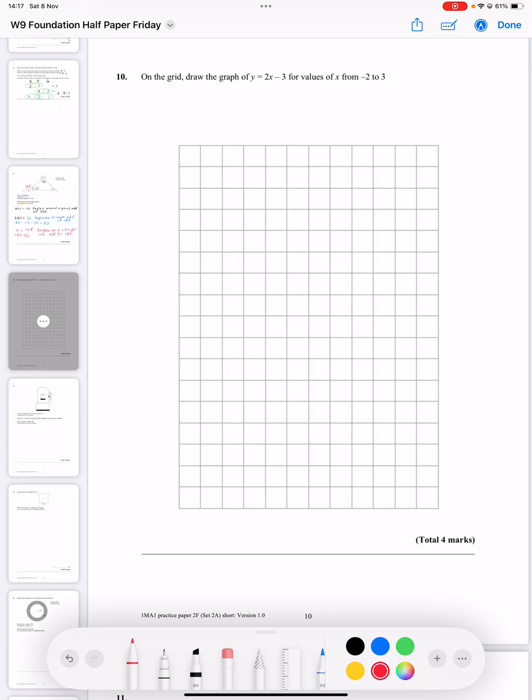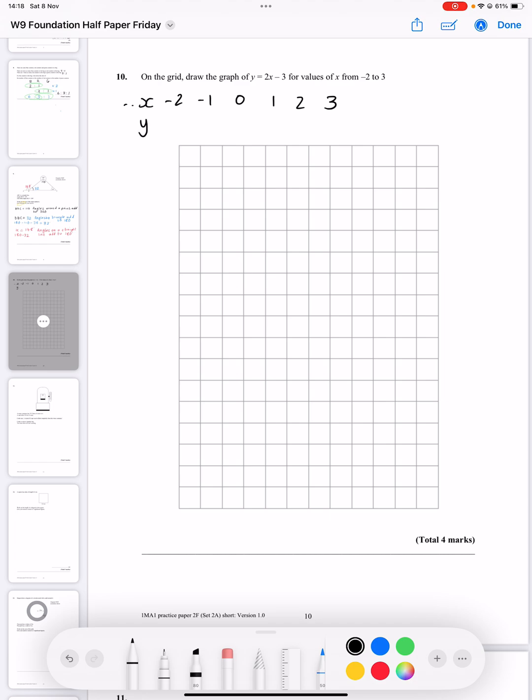Question number 10. On the grid, draw the graph of y equals 2x minus 3 for values of x from -2 to 3. So we can use the table of values mode on the calculator, or we can draw our own table of values from -2 to 3. So we'll start with our values of x first. That's going to be -2, -1, 0, 1, 2 and 3.